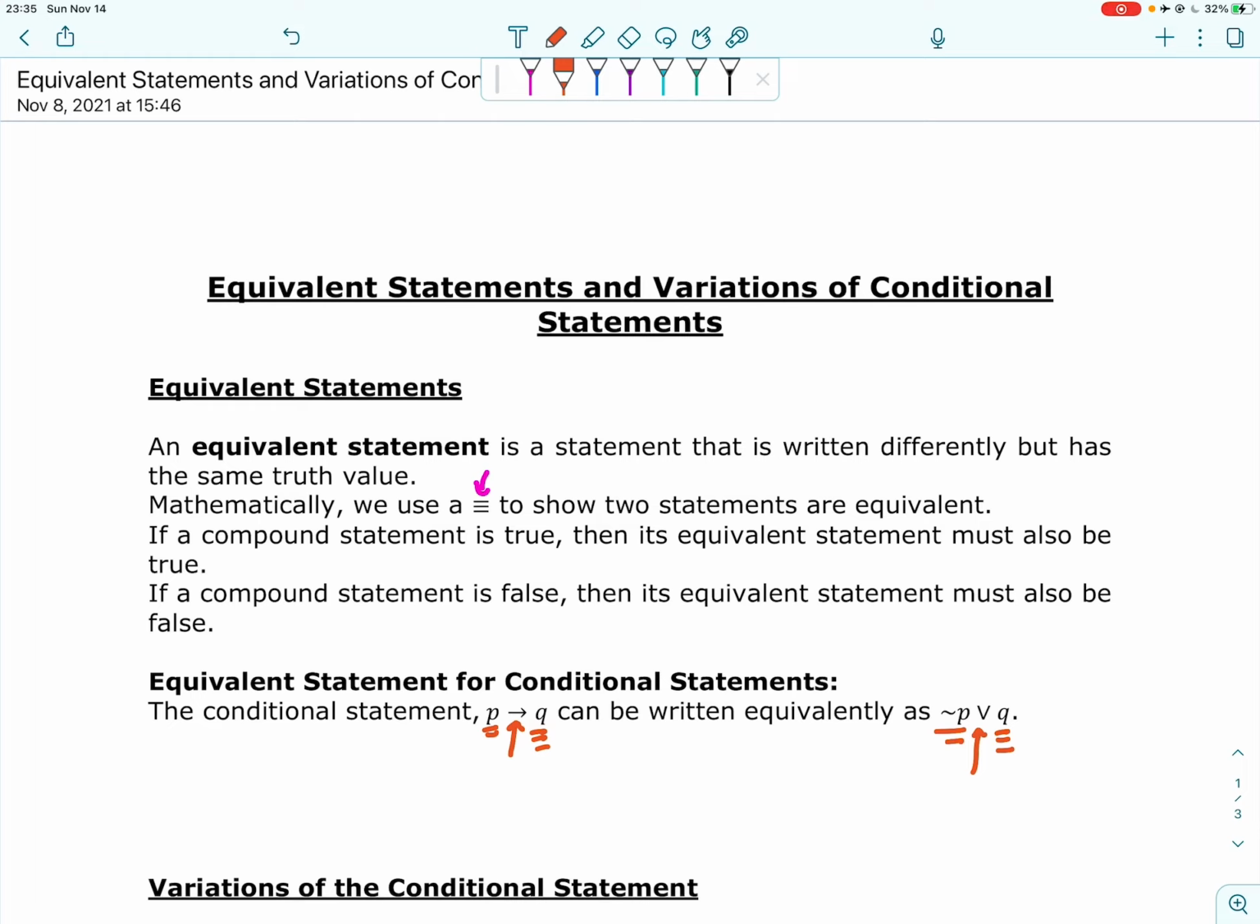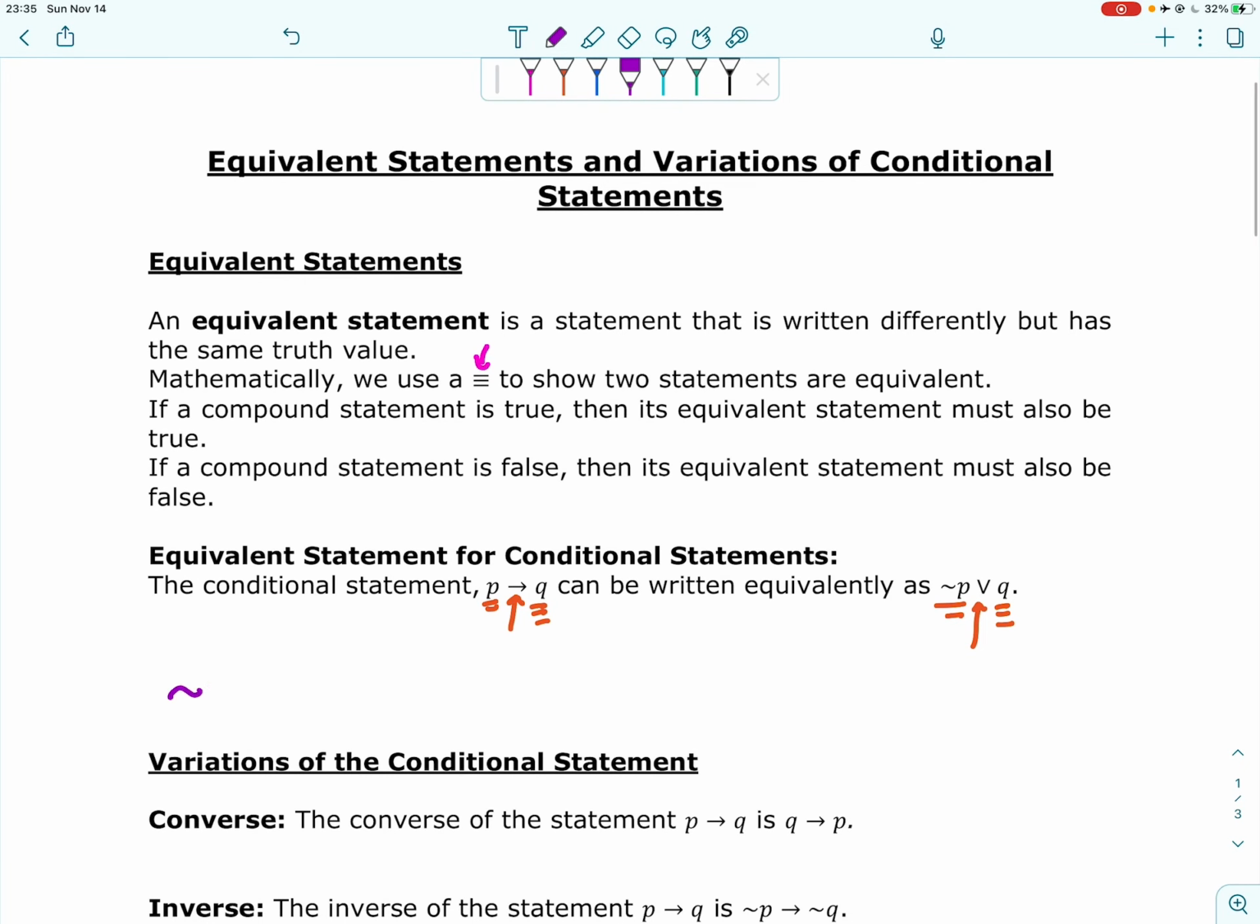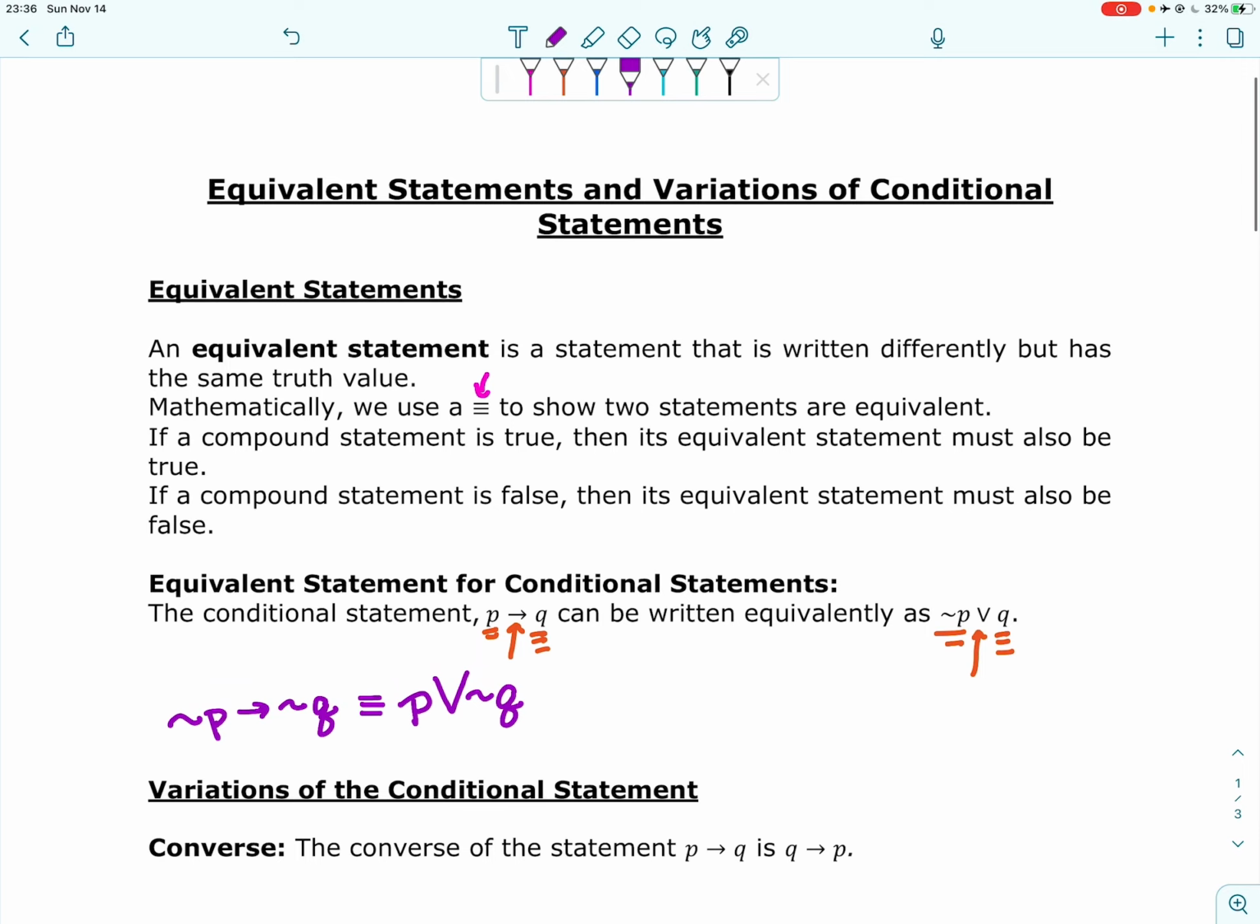So if you started with not P, then not Q, the equivalent statement would be we negate not P, so we make it just P, or, and then we leave the third term alone. We leave the not Q alone. So you negate the first term, you change the arrow to an or, and then you leave the last term alone. That's the equivalent statement.